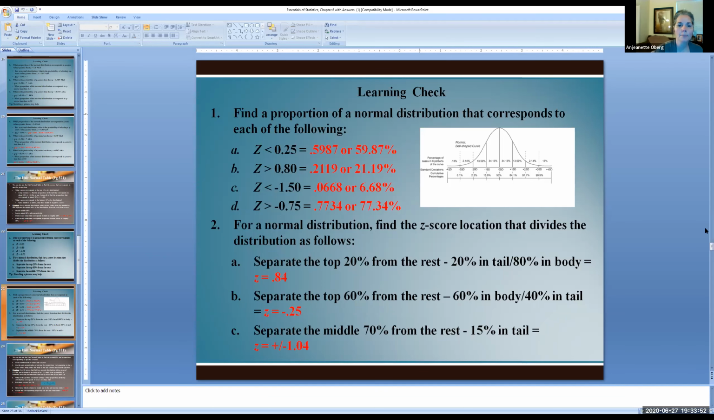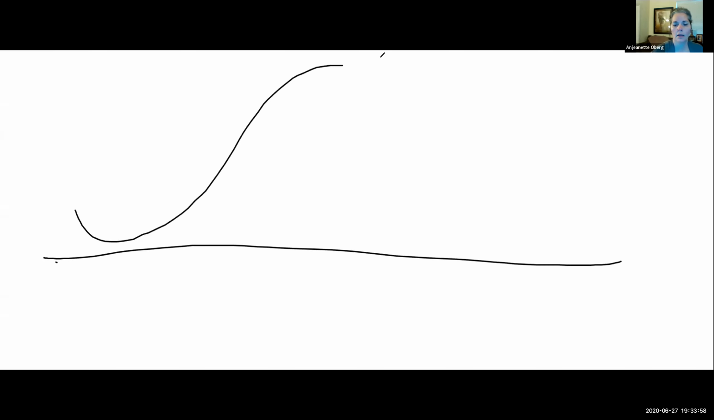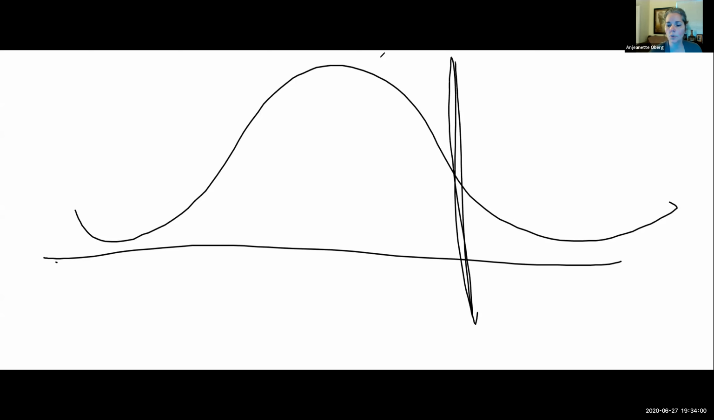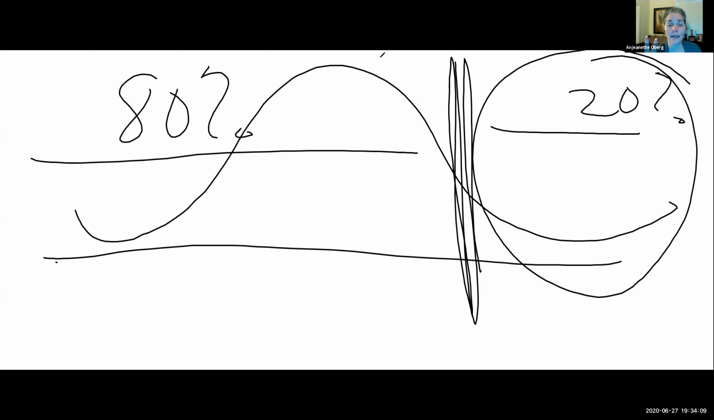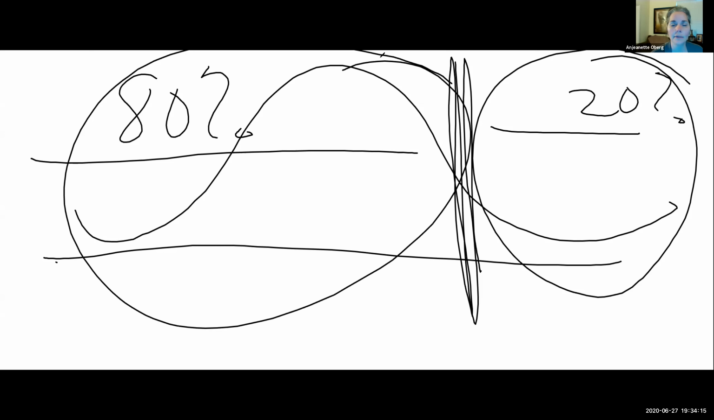So the top 20%, I'm going to do a drawing, where 20% is here and 80% is here. So this is the tail. I can look up either the proportion in the tail that corresponds to 20%, or the proportion of the body that corresponds to 80%. Both are going to take me to the same z-score.